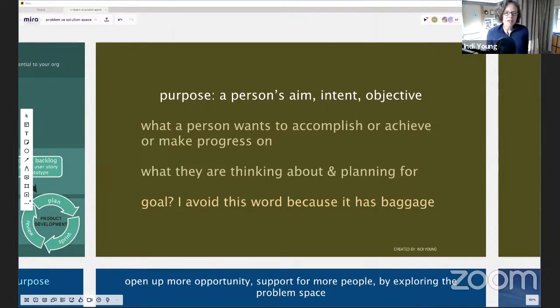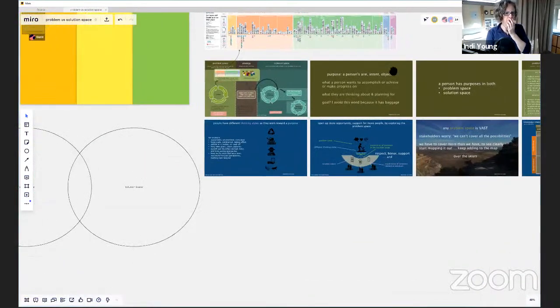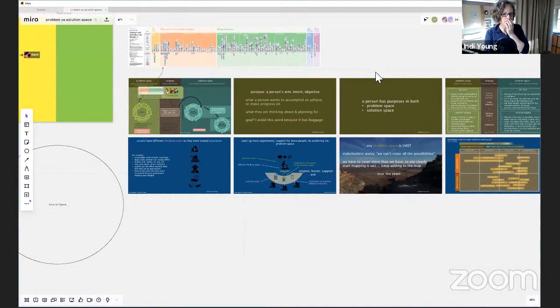The other thing that I wanted to say is that this purpose can apply. So that early diagram, that first one, the purpose can apply across both the problem space and the solution space. And so I made up a bunch of new blue images. I do have a couple of examples that we might want to look at if you scroll along.